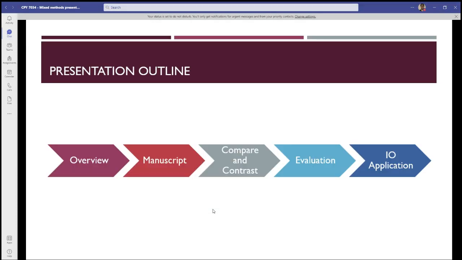The outline for our presentation: we will start with a general overview of mixed methods, detailing our manual that we will be using. Then we will explain a manuscript that uses mixed methods, compare that manuscript with the manual, and then evaluate how that manuscript aligns with Gephardt's 6 challenges. And then lastly, we will talk about how mixed methods is applied in IO psychology.